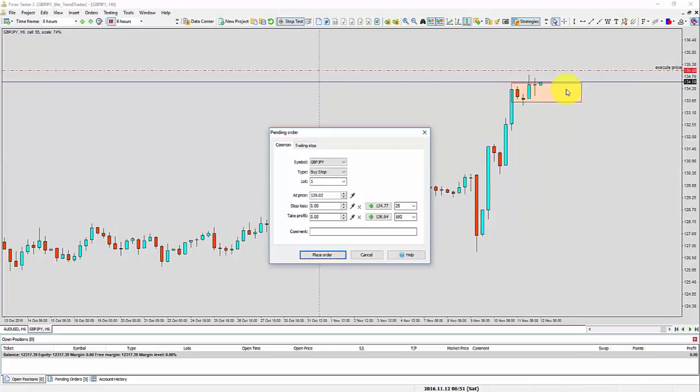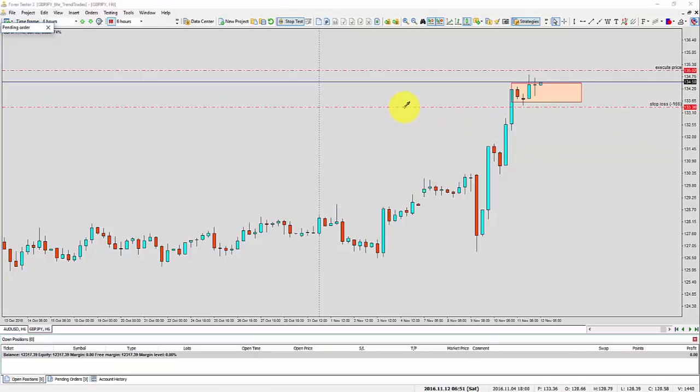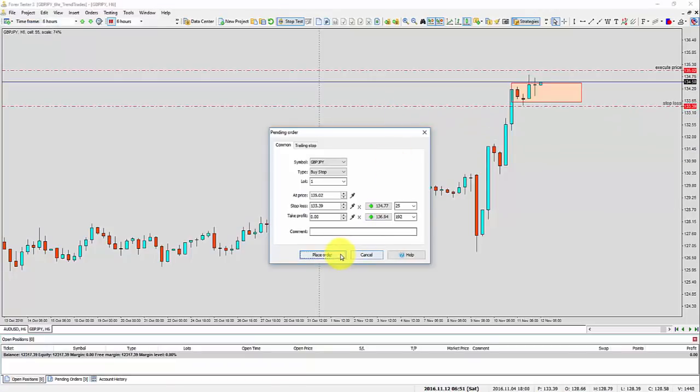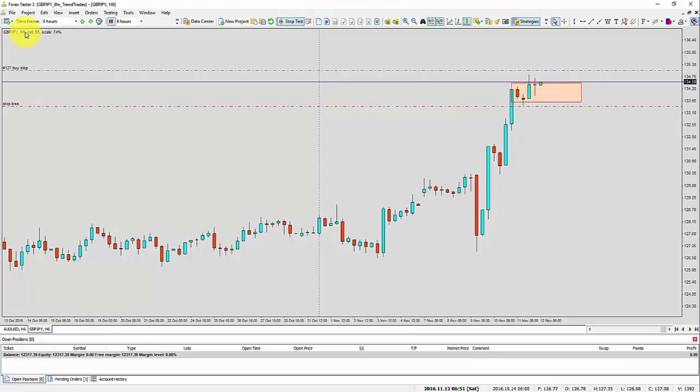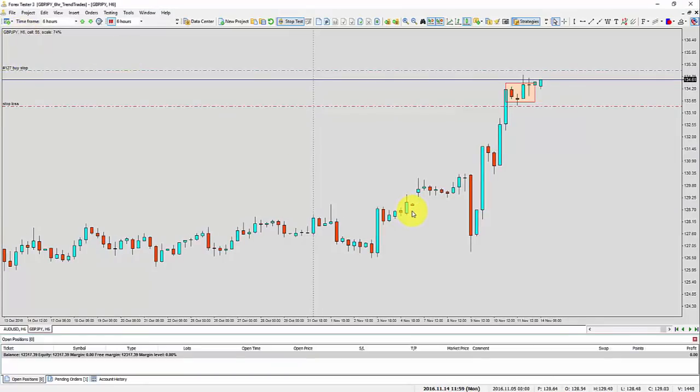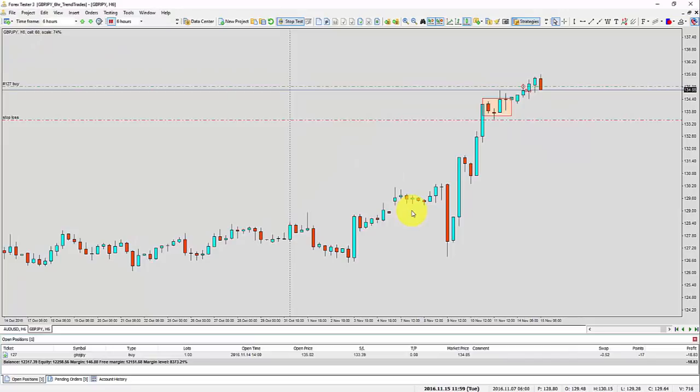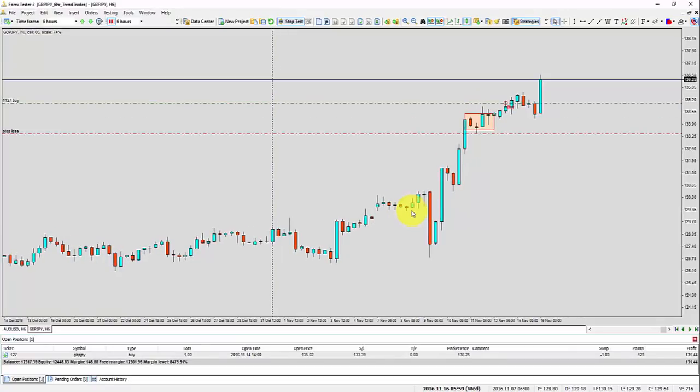You could just put a buy stop above this box, stop loss down below the low of the box, and see if it's going to break. This is the pound yen 6-hour chart, by the way. Still in the box. Okay, now we're in. This is interesting. Let's talk about this.